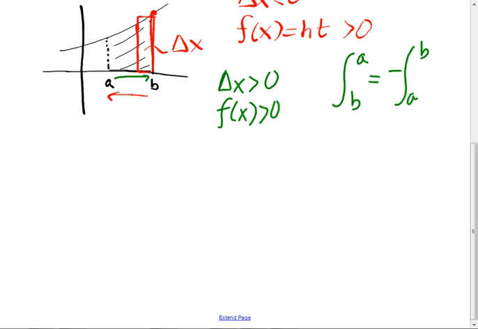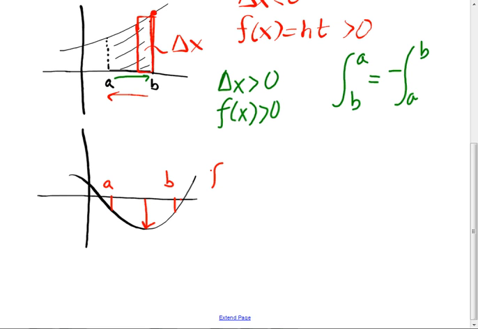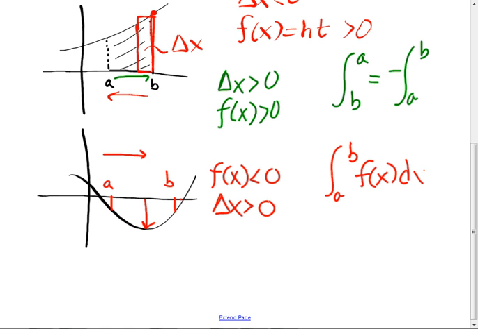What if my graph were under the curve? Why is this integral negative? Here's A, here's B. Because what's true about f of x? F of x is less than 0, and if I'm going from A to B, delta x is positive. That's why that's negative. So it's a directed distance, if you want to think of it that way. So this integral from A to B, this particular case, is less than 0.